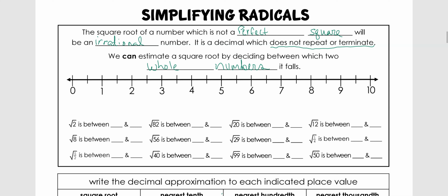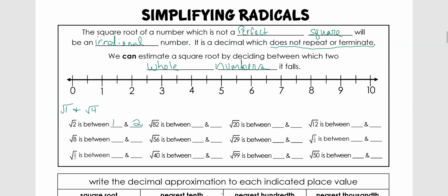All right, so we're going to do a little estimation. For example, the square root of 2 is between what two whole numbers? Now 2 is a non-perfect square between the perfect squares 1 and 4. So the square root of 2 is somewhere between the square root of 1 and the square root of 4. The square root of 1 is 1, and the square root of 4 is 2. Of course, your square roots can be positive or negative as well, because a negative times a negative is a positive number. For now, we're going to focus on the positive square roots.